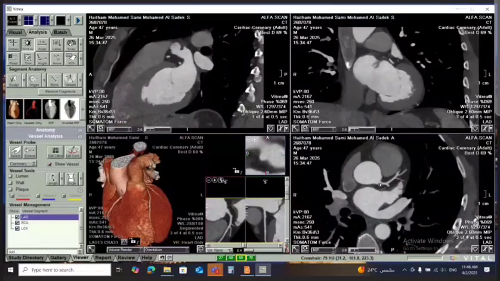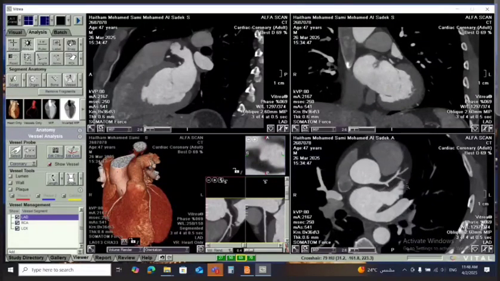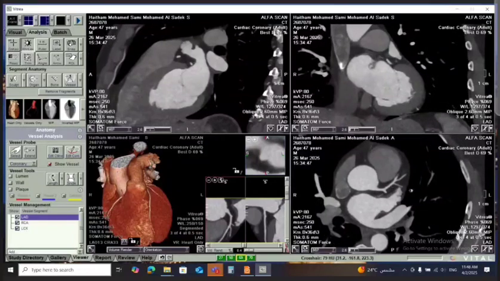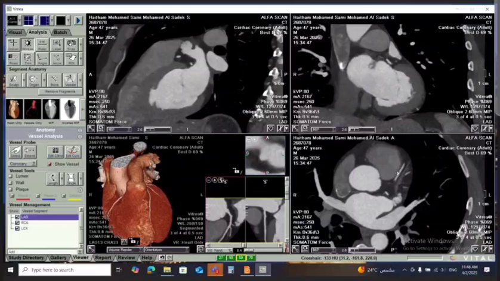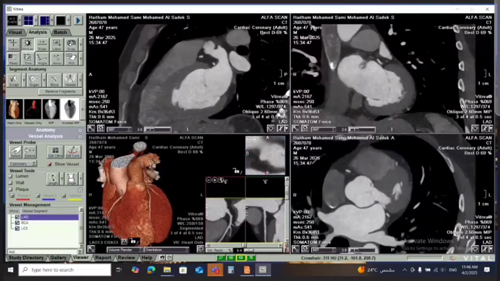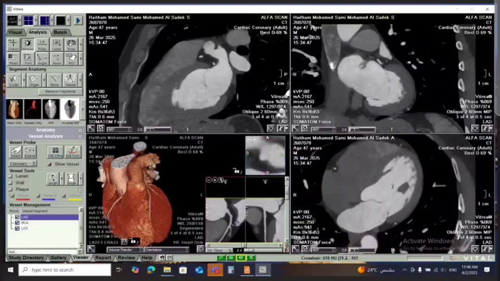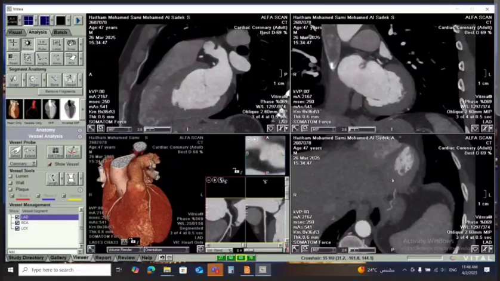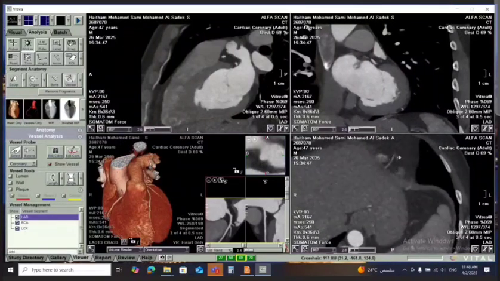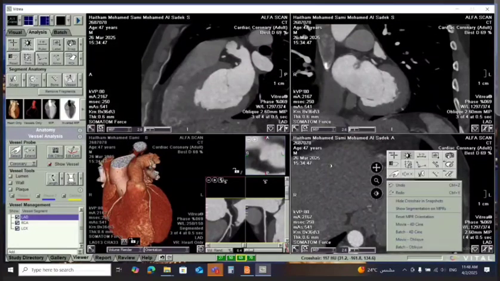The left main trunk arises from the left coronary sinus as a short trunk with no branches, and divides into the left anterior descending artery and the left circumflex artery. The left anterior descending artery supplies the first and second diagonals and continues here. And this is the third diagonal branch. It reaches the apex of the heart and wraps around the apex for a short distance.